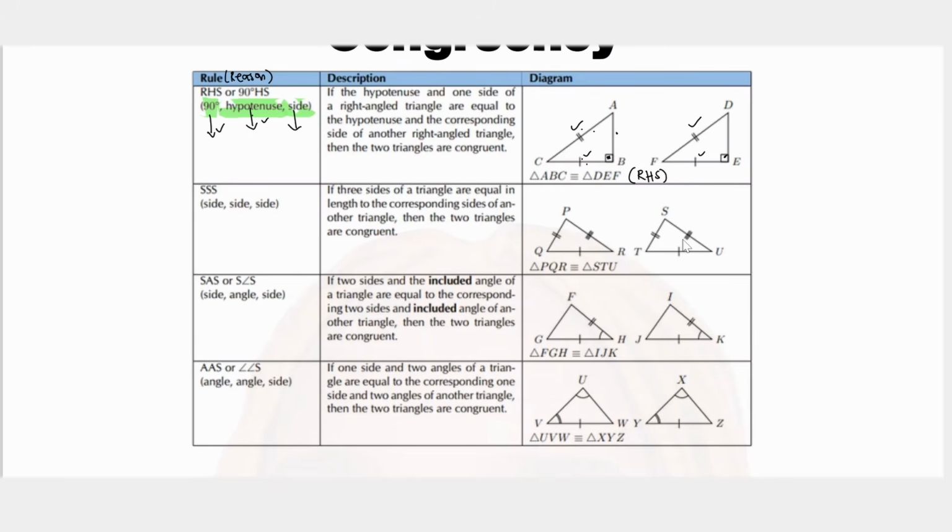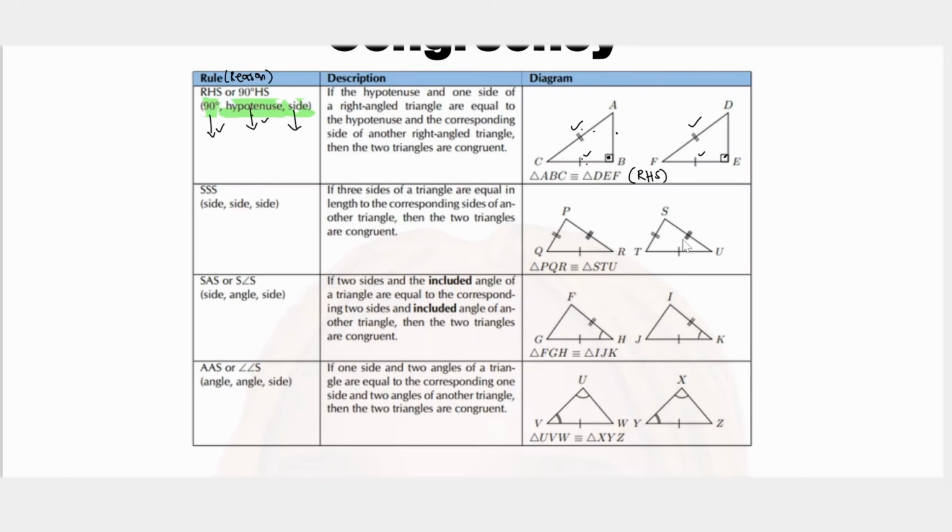So after saying that these two triangles are congruent, you're going to say, because we proved that it's 90 degrees, it has a hypotenuse and an extra side, you're going to say RHS, where R represents the 90 degrees because of right angle. Remember when we were doing properties of a line, right angle. Then H represents the hypotenuse and S represents the side. So that's how you would do it.